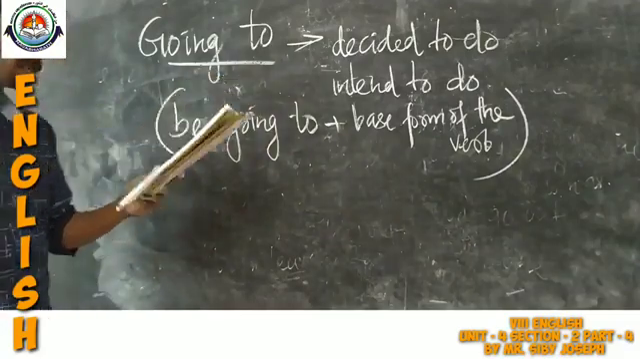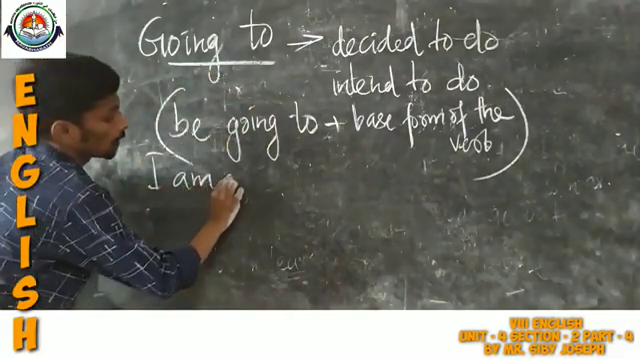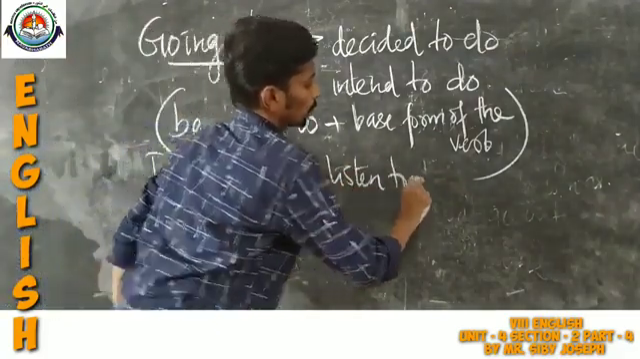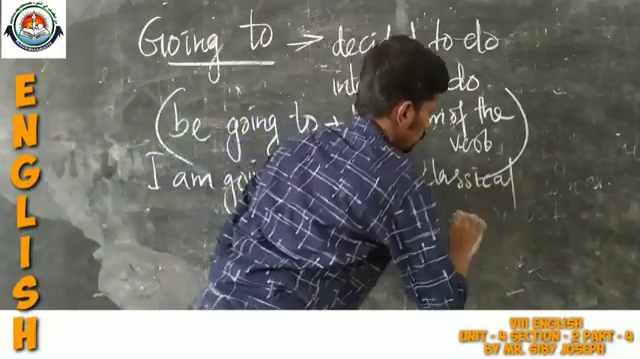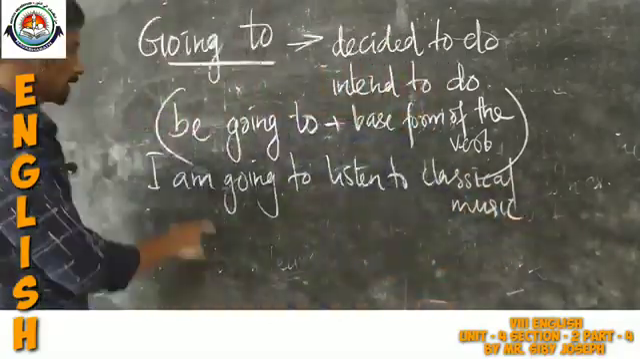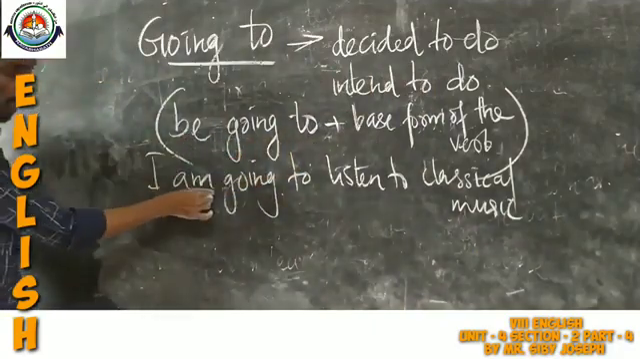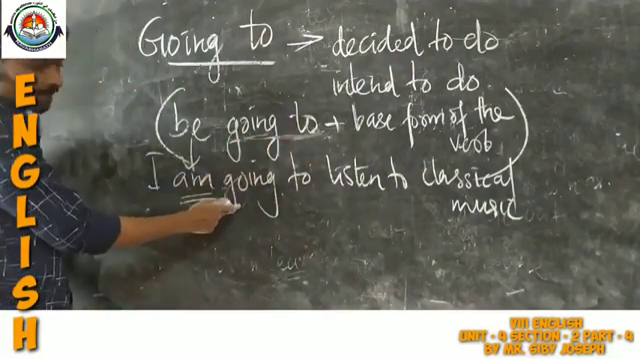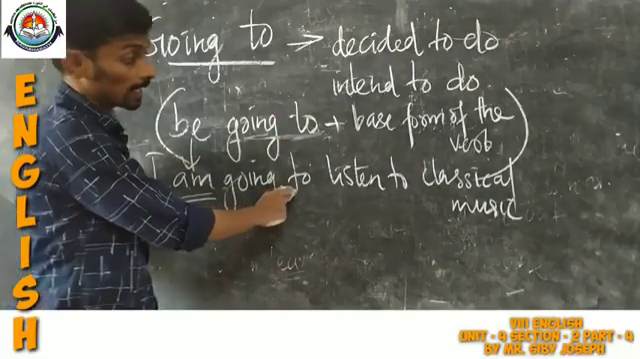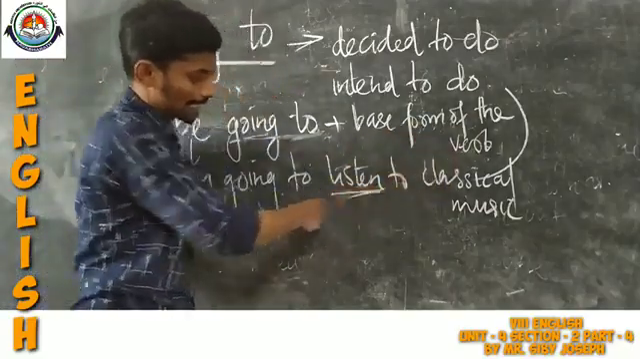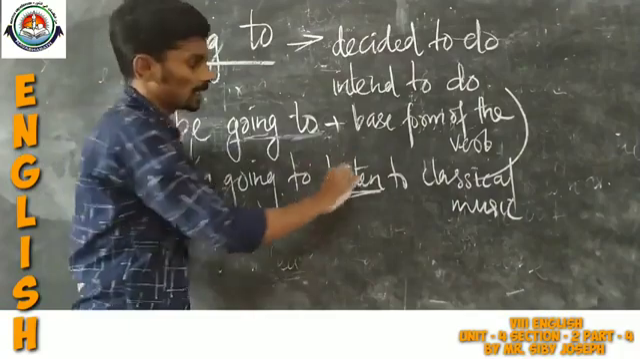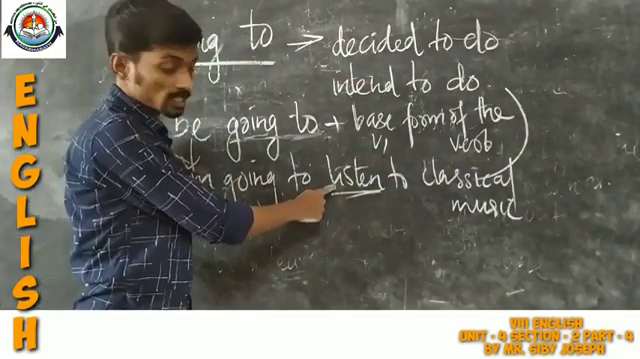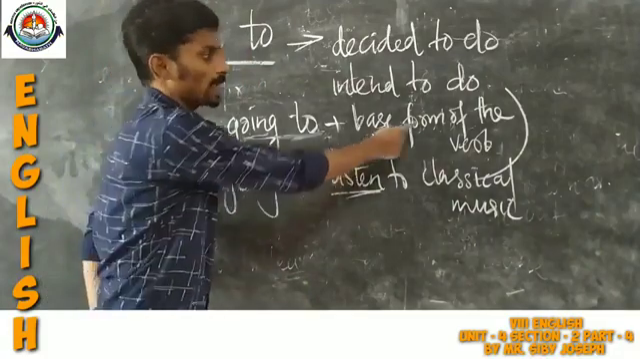I am going to listen to classical music. Okay, listen. Be going to. Am is actually the be form. Then we have going to. Then base form of the verb, listen. Listen is actually the base form, that means V1 base form. It is not listened, it is not listening, but it is listen. So, base form of the verb.